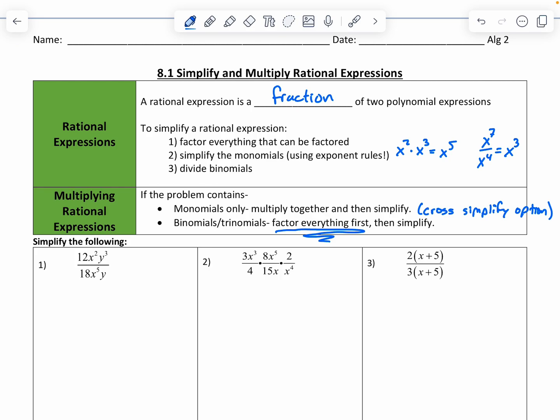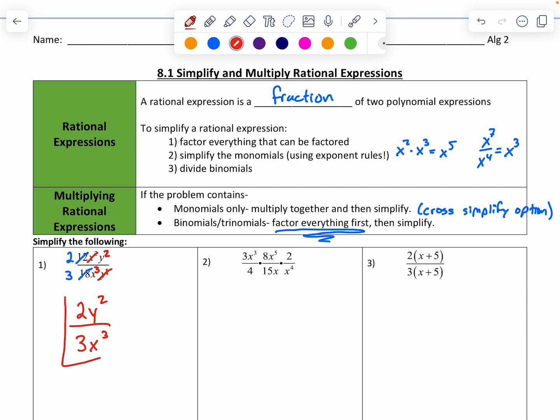In problem 1, we're looking for what we could simplify in that rational expression. I see a 12 and an 18, both of those are divisible by 6. If I divide this by 6, it's 2. Divide this by 6, it's 3. Then with the x's, I could subtract them. 5 minus 2 is 3. Because the 2 is smaller, it goes away, and this 5 turns into a 3. And this y has an invisible 1, so it's the smaller one. It gets subtracted, and the 3 turns into a 2. What we're left with is 2y squared on the top, and 3x cubed on the bottom.